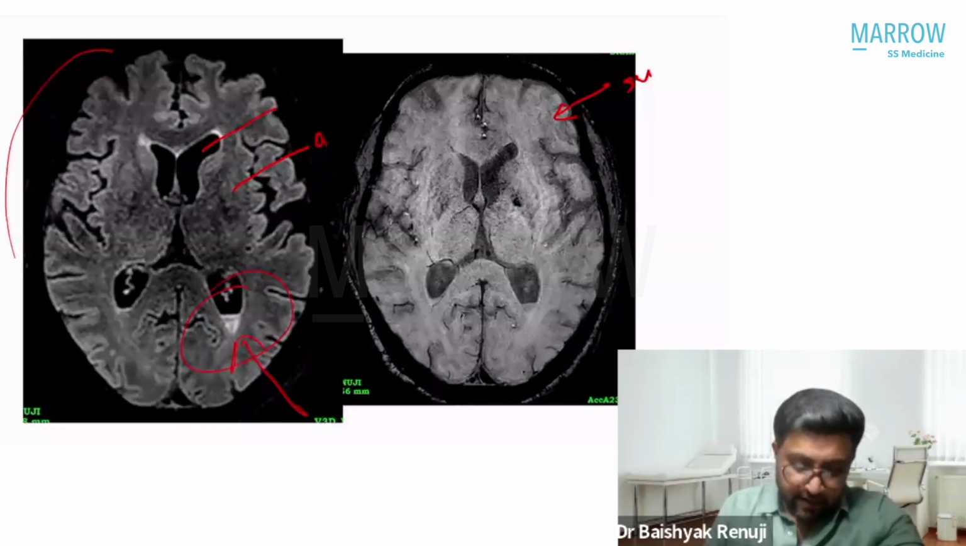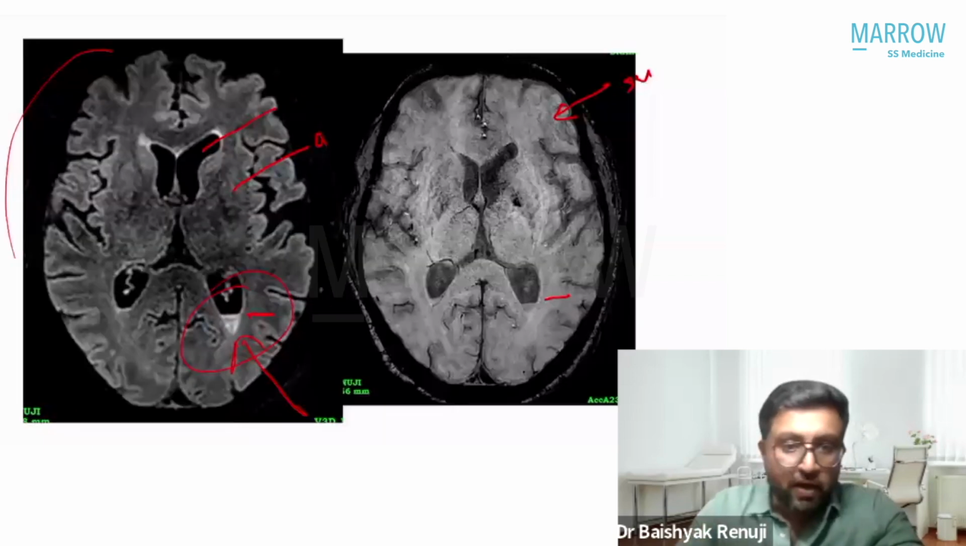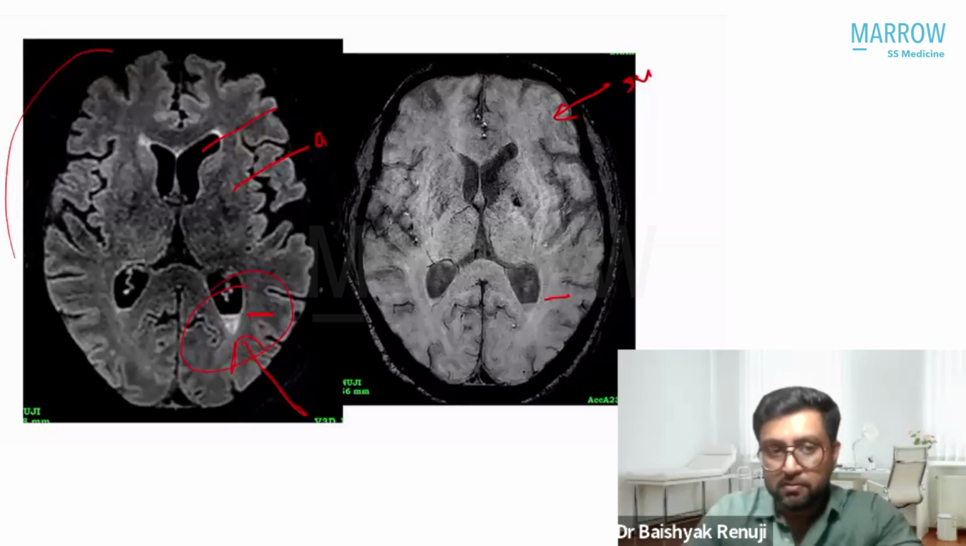So there is a clear fluid level like thing there. You can see it here also, and here also. So that is debris located in that area. This is classically seen in ventriculitis. The patient doesn't have any neck stiffness also. He had only a 1 day history of fever.